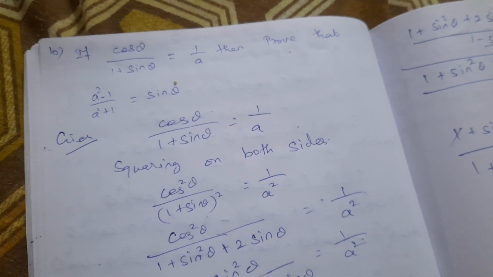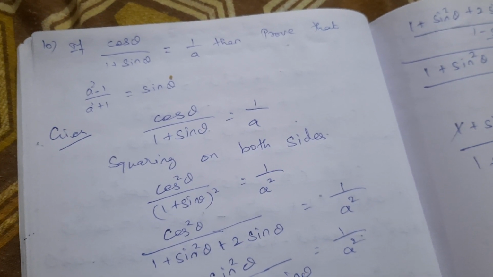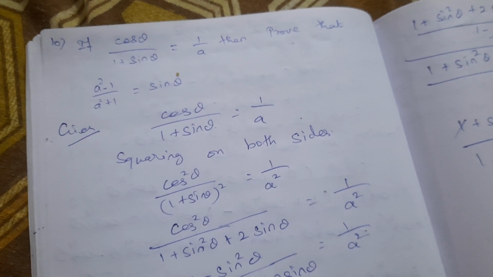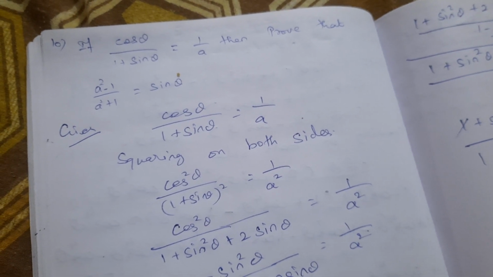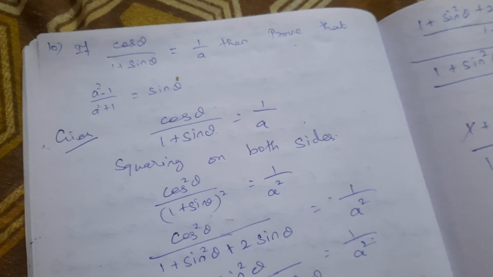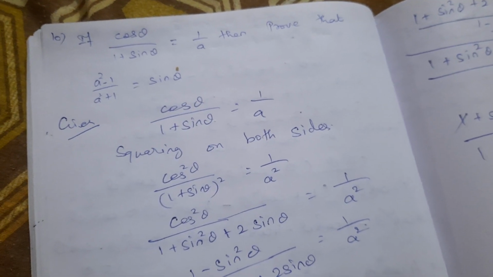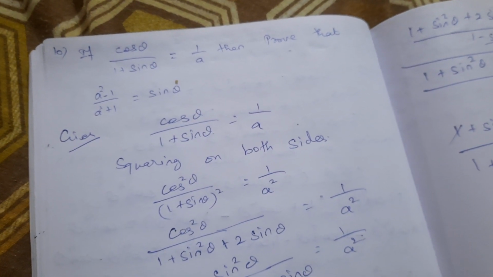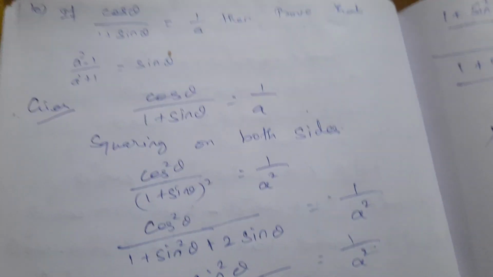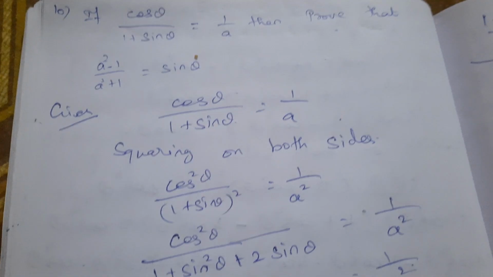This 1 by a is changed to a squared. So first we calculate what a squared is, then we substitute it in (a squared minus 1) by (a squared plus 1) is equal to sin theta, to prove that. So how to change 1 by a to a squared? By squaring on both sides, because then we get a squared. For that purpose we take squaring on both sides.